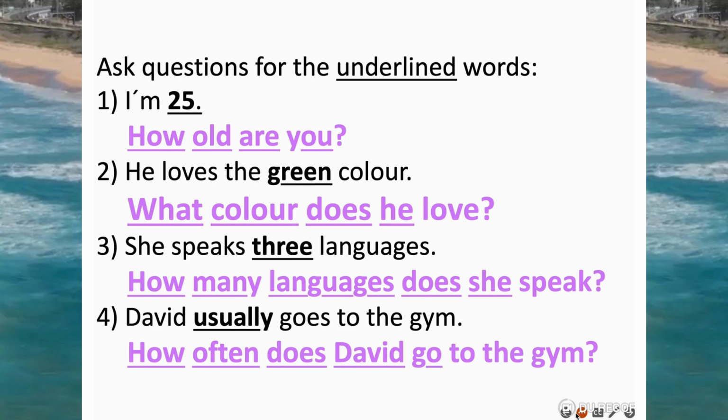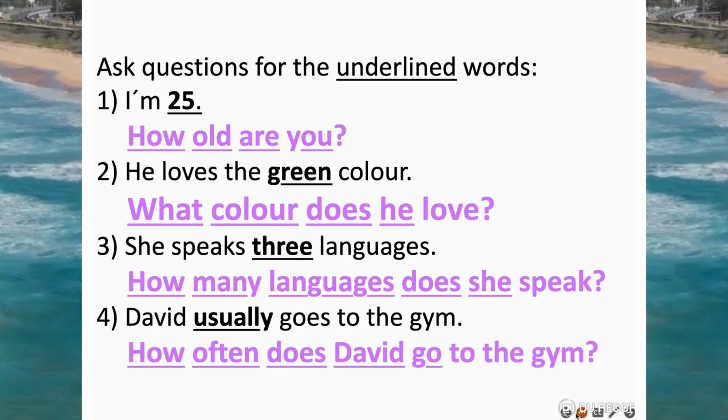Number 2. He loves the green color. What color does he love? If you say what color he loves, it's not correct. If you say what color does he loves with S, it's not correct. If you write what color do you love, it's not correct. So the correct question is, what color does he love? Let's go to question number 3.